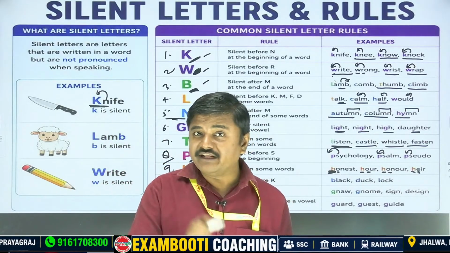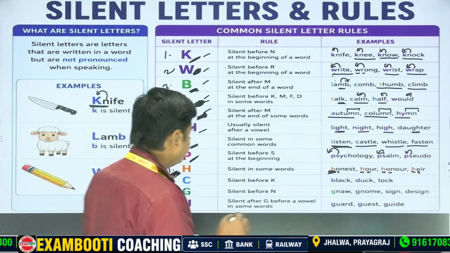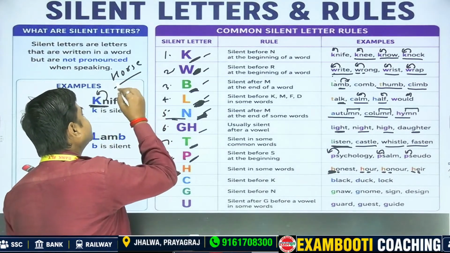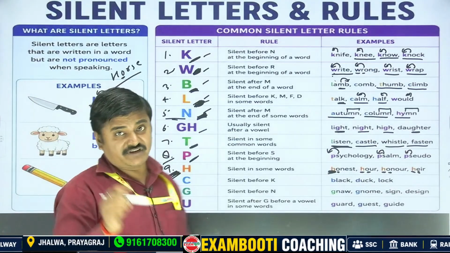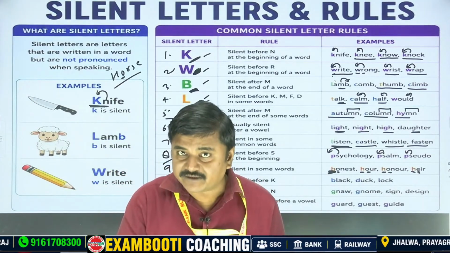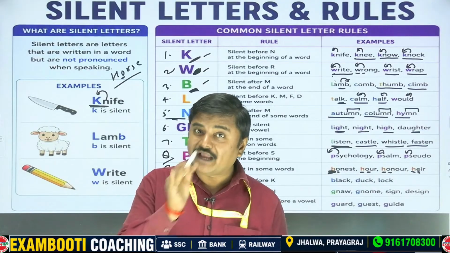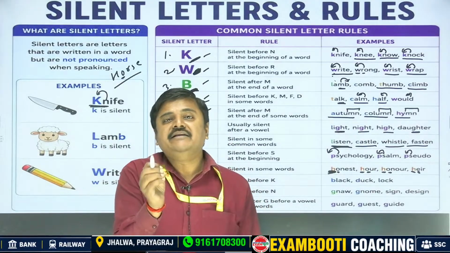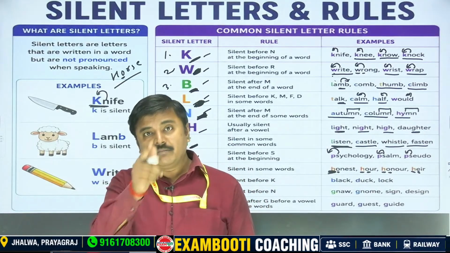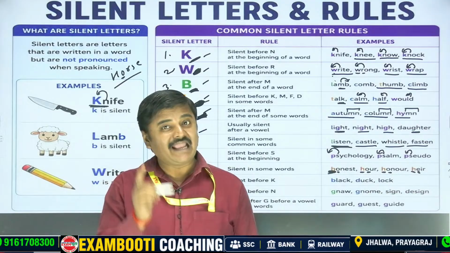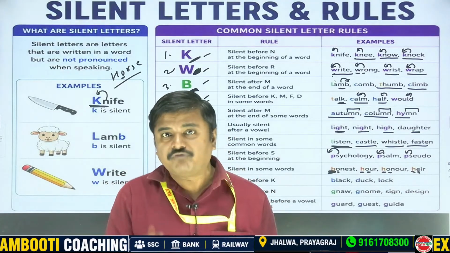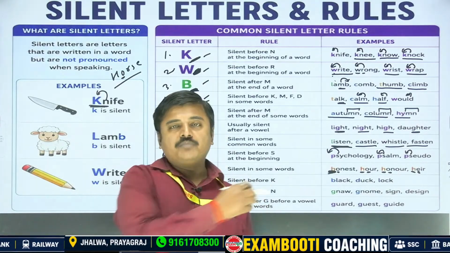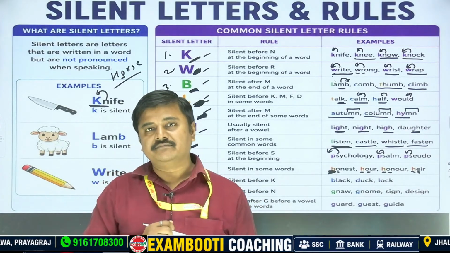But you cannot reach any conclusion, because in horse there is a vowel just after H, but H is not silent. So you cannot conclude anything by yourself. Otherwise, it will lead to confusion. So don't make any conclusion or make any rule for yourself, otherwise your observation will lead you to confusion. Okay?